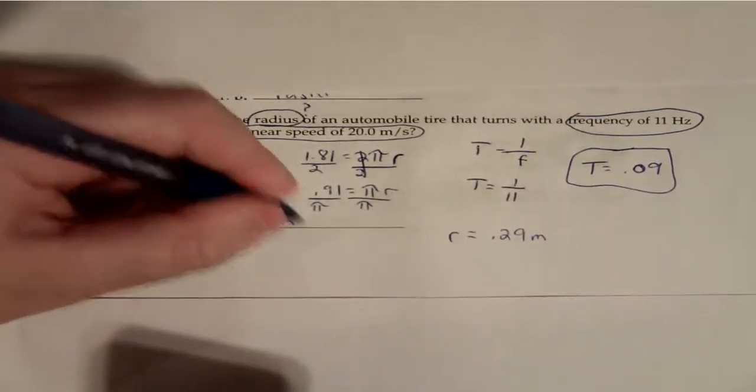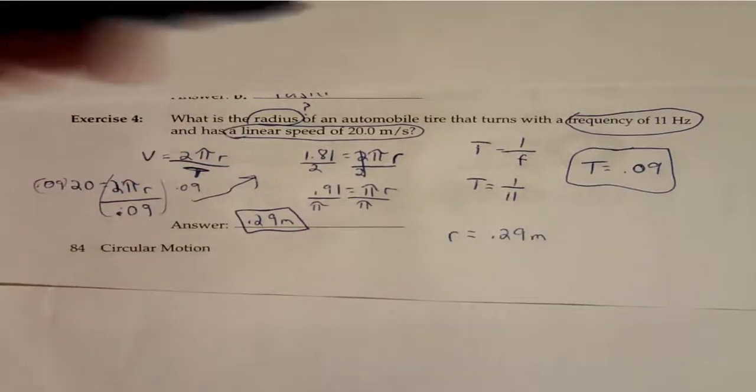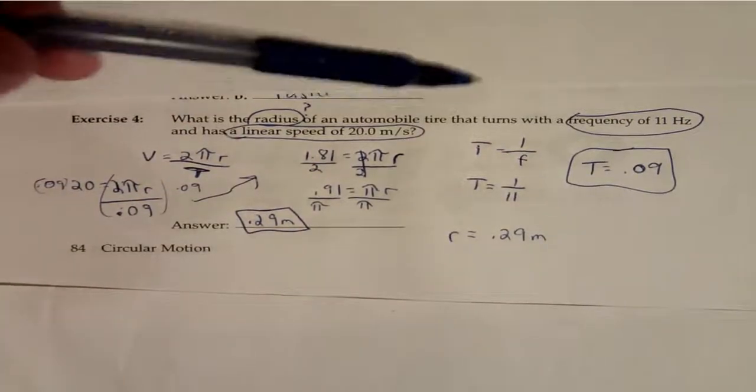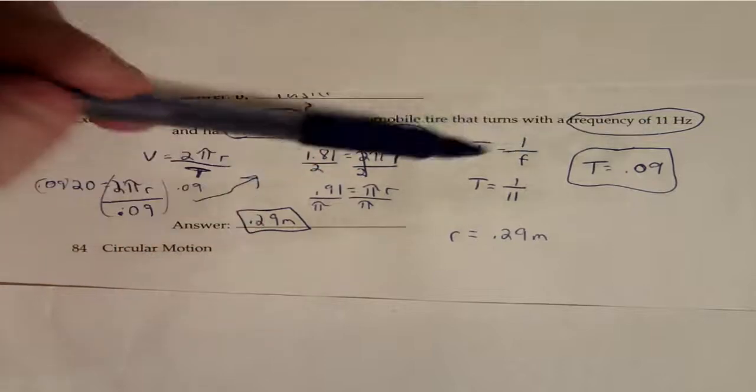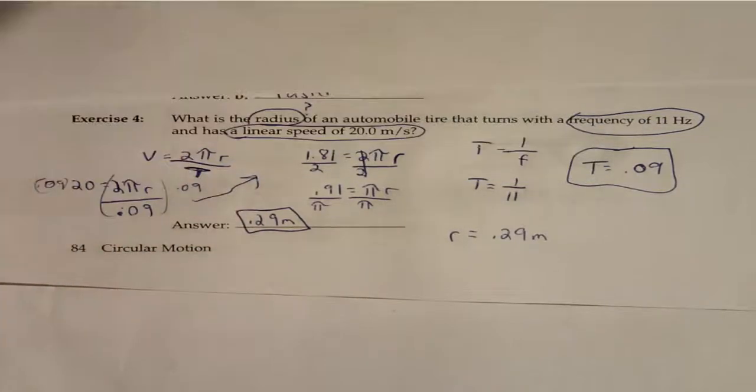So we're done. So remember, we had to find the period first based on they give us frequency, right? So we found our period, and then we put our period into our velocity formula, and then it was just another problem, same as 3.